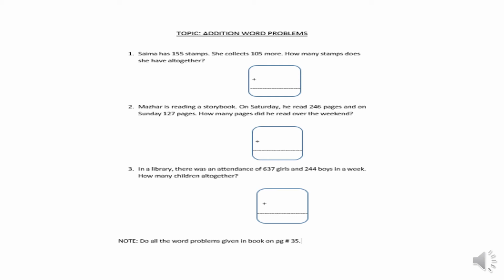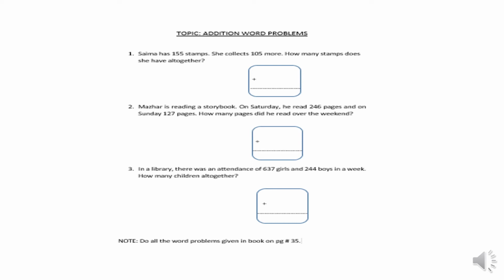The second word problem is, Mazhar is reading a storybook. On Saturday he reads 246 pages and on Sunday 127 pages. How many pages did he read over the weekend? So Mazhar is reading a book and he reads 246 pages on Saturday and 127 pages on Sunday. You have to find out the total number of pages he read over the weekend.